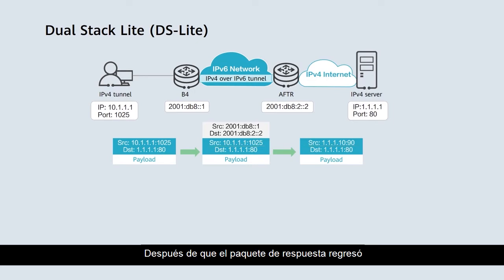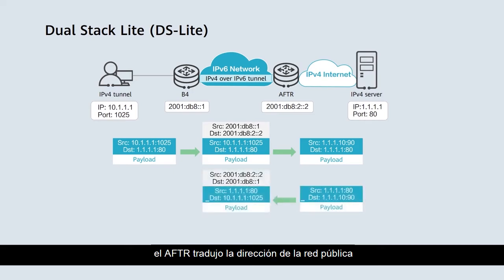After the response packet returned by the IPv4 server reaches the AFTR, the AFTR translates the public network address and port number into the private network address and port number based on the NAT mapping table, and adds the IPv6 packet header. Next, the packet is forwarded to the B4 through the IPv6 network. Finally, the B4 decapsulates the packets and sends them to the IPv4 user. In this way, the IPv4 user can use a private network address to access the IPv4 internet server.